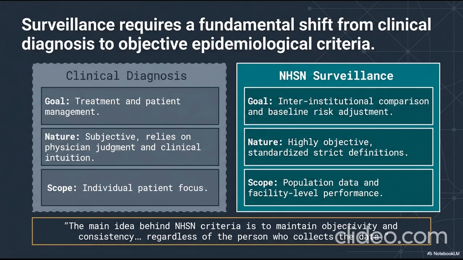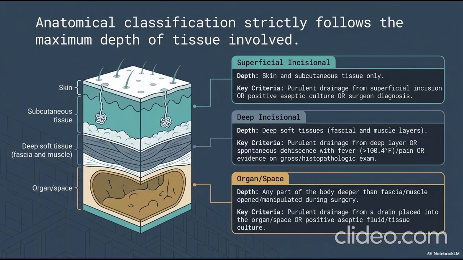Anatomical classification. Classification follows the maximum depth of tissue involved. Superficial incisional involves only skin and subcutaneous tissue. Deep incisional reaches fascial and muscle layers. Organ space includes any part of the body deeper than the fascia that was manipulated during surgery.